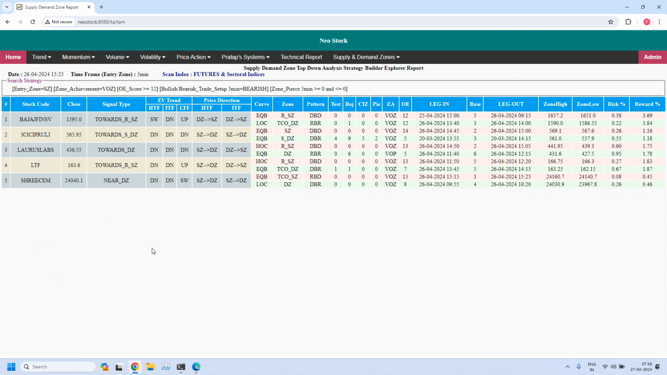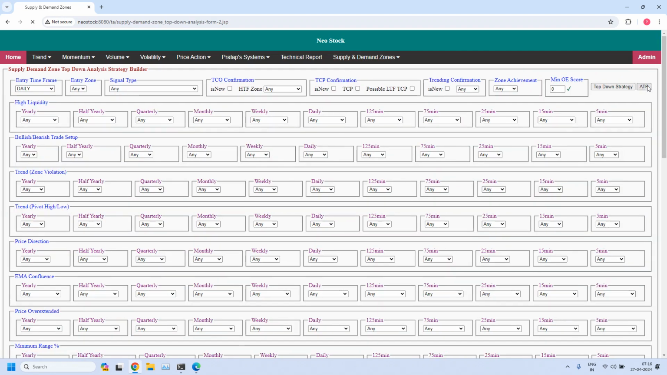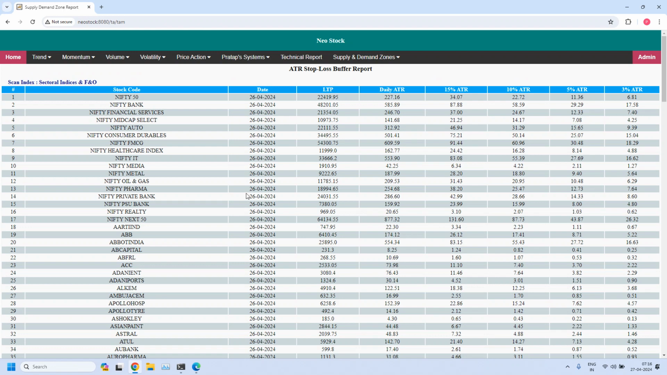And the last report is stop buffers based on daily ATR. Let me generate. Based on daily ATR, these are the stop buffers for all the stocks and indices. The first 17 are indices, and the remaining are all equity stocks listed in the F&O segment. Use 5% ATR for daily income trade and 3% ATR for hourly income trade.